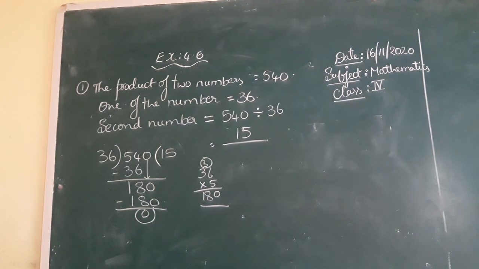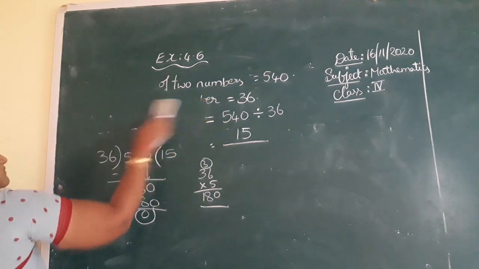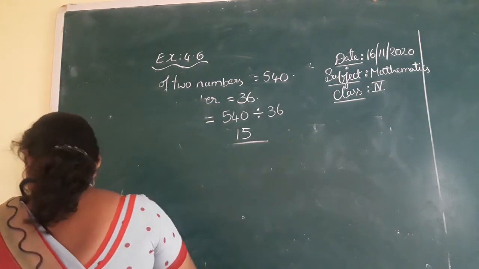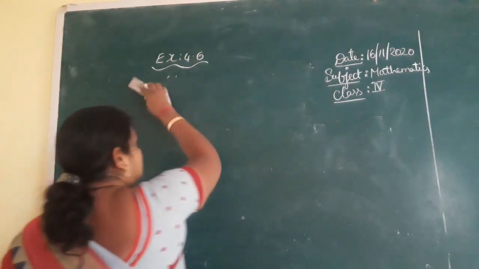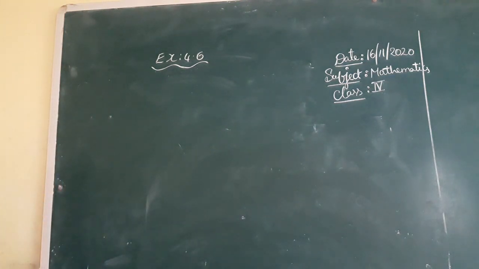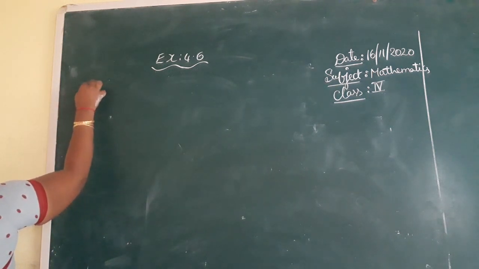See the next one, Amma. In a school, 575 children are made to stand equally in 23 rows. How many children are there in each row? They are standing equally in 23 rows.